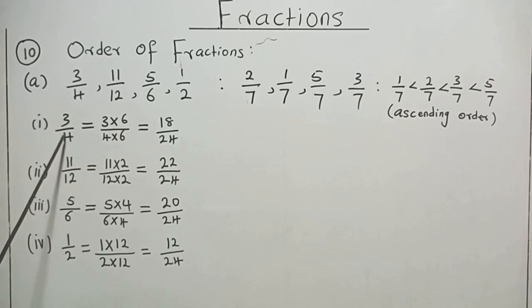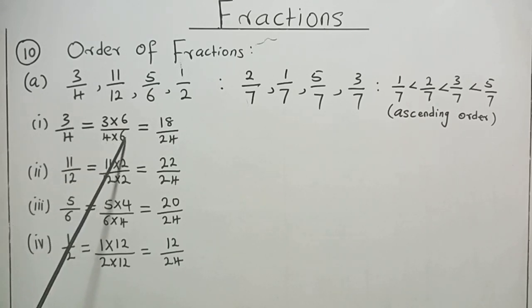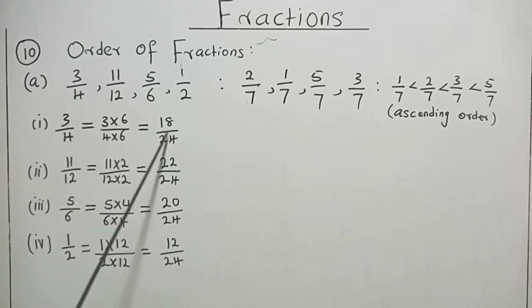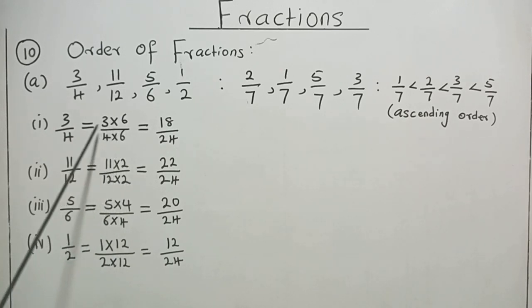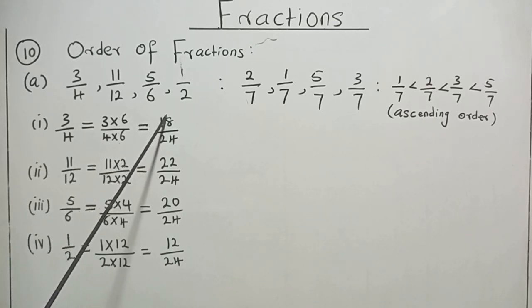First, we ask, what is it that makes this 4 become 24 by multiplication? It is 6, because 4 times 6 is 24. Therefore, this 6 is what multiplied 4 to give us 24. The same 6 must multiply 3, and that is why we have 3 times 6 here. Don't forget that if we want to get any fraction that is equal in value to the former, what you do is multiply both numerator and denominator by the same number. Here, the same 6 is multiplying numerator and denominator. So at last we have 18 over 24.